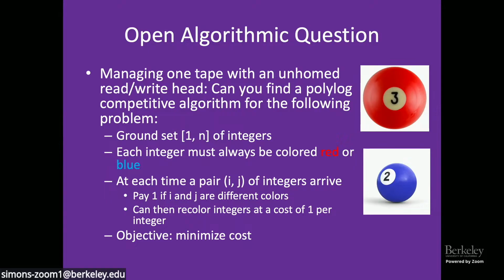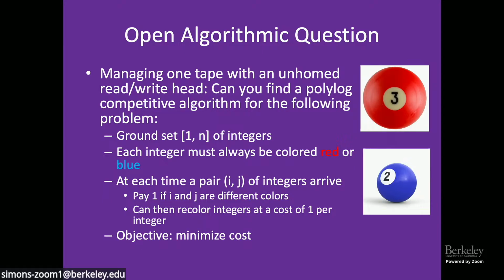Okay, so here's one problem. I'm still sort of interested in this list update without a home. So here's a problem that's easier than that problem. I just have a bunch of integers. This is sort of my ground set. At any point in time, I have to color my numbers. Every number has to be colored red or blue. Also, roughly you need an equal number of red and blue. I forgot to add that restriction. You can't color everything blue.